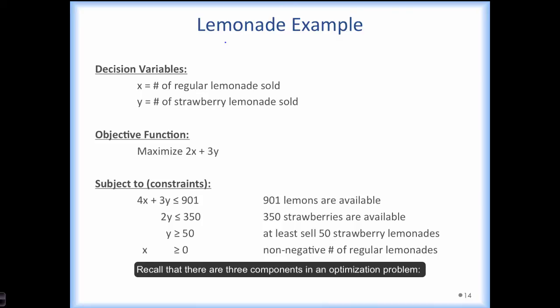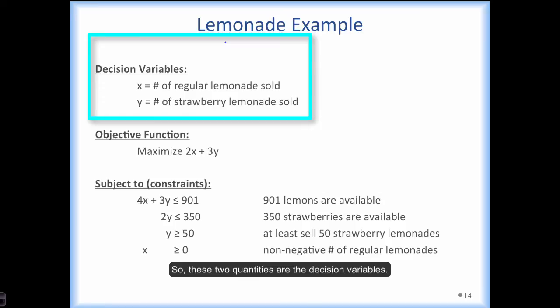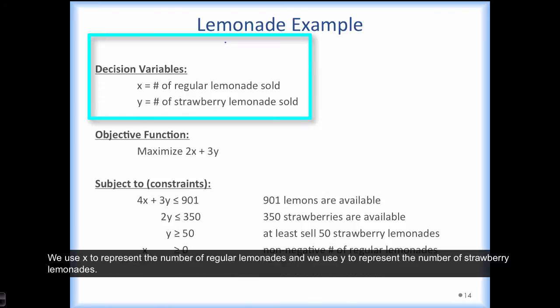First, recall that there are three components in an optimization problem: decision variables, objective function, and constraints. Let's start with the decision variables. Mary can decide the number of regular lemonades and the number of strawberry lemonades to sell each day. So, these two quantities are the decision variables. We use x to represent the number of regular lemonades, and we use y to represent the number of strawberry lemonades.